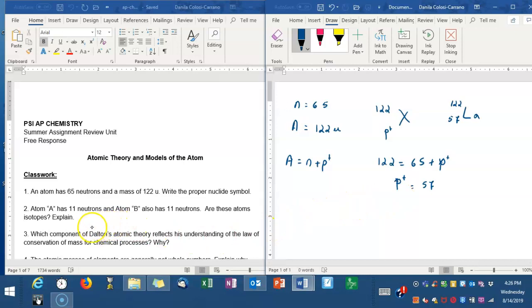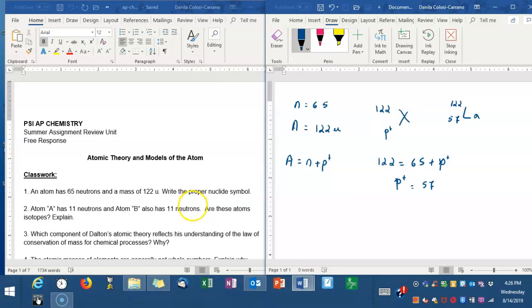For question number 2, atom A has 11 neutrons, and atom B also has 11 neutrons. Are those atoms isotopes? No, the answer is absolutely not, because just because they have the same number of neutrons doesn't mean anything. To be isotopes, they got to have the same number of protons and eventually different neutrons.